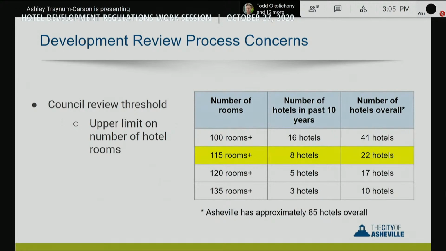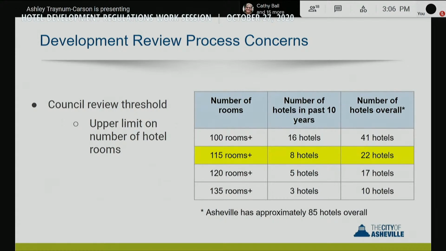So for example, if we had a hotel project with 115 or more hotel rooms, council would have reviewed 8 such projects over the last 10 years, if you look at the hotels that were approved over the last 10 years. So 8 of those, or roughly 1 hotel per year, would have been reviewed by council if we added a new threshold for any particular hotel project that puts a cap on the number of rooms for that project.